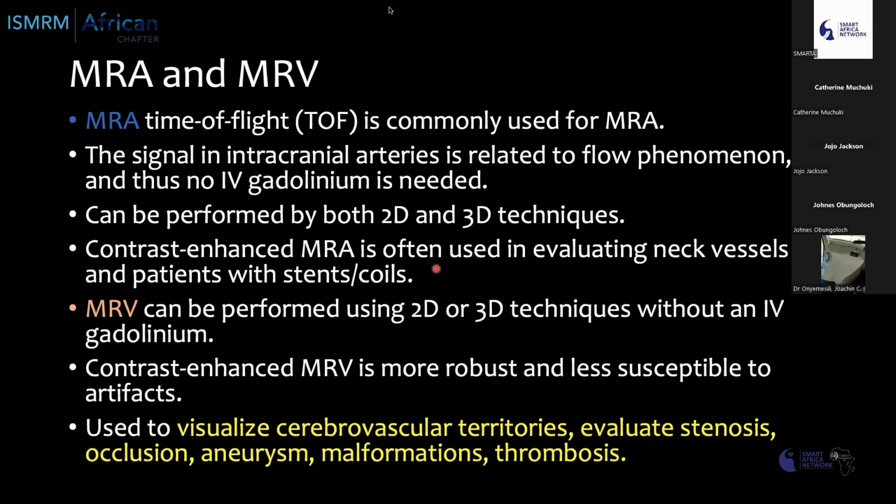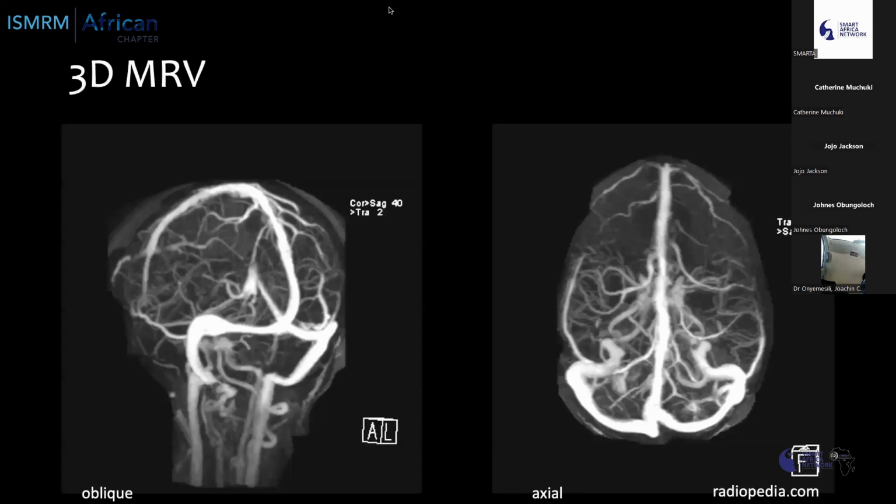Now, this imaging of the blood vessels helps us to visualize territories of the brain, look at stenosis or occlusion of these blood vessels, if there are any aneurysms, malformations, or even thrombosis within these vessels.